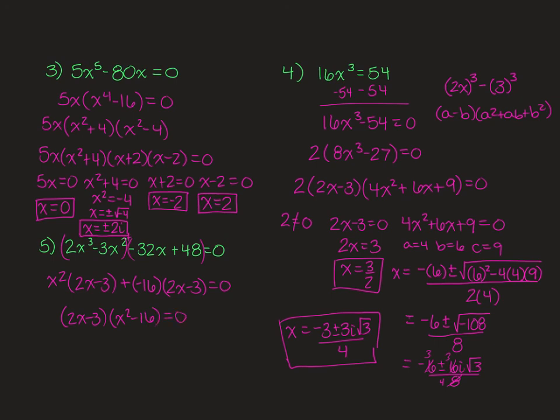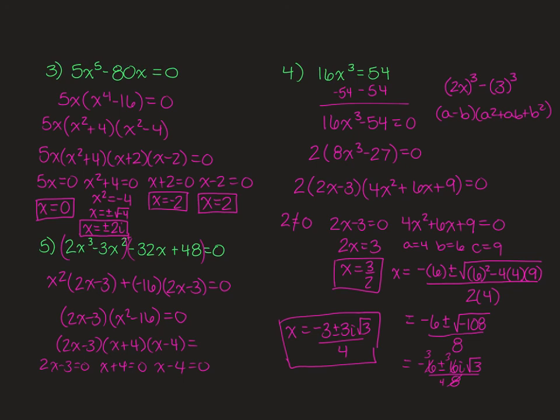Okay, this can be factored even more. 2x minus 3. X squared minus 16 is a difference of squares. So I have x plus 4 and x minus 4. Now I set each factor equal to 0. So 2x minus 3 equals 0. X plus 4 equals 0. And x minus 4 equals 0.